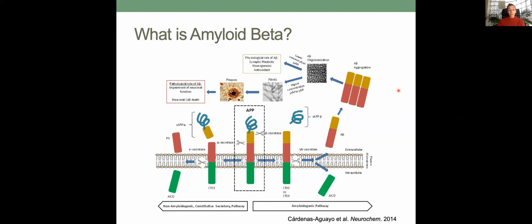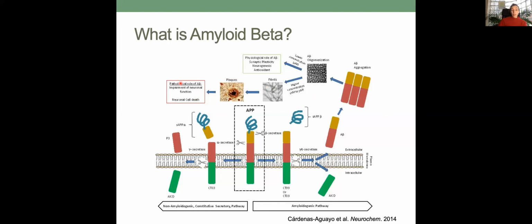The problem comes in when the body starts to make too much amyloid beta. And instead of following this healthy pathway up here, we start to lead to aggregation of amyloid beta in a negative way, leading to the formation of what we call fibrils, or long stretches of sticky amyloid beta, which will eventually become plaques and lead to neuronal dysfunction and cell death.